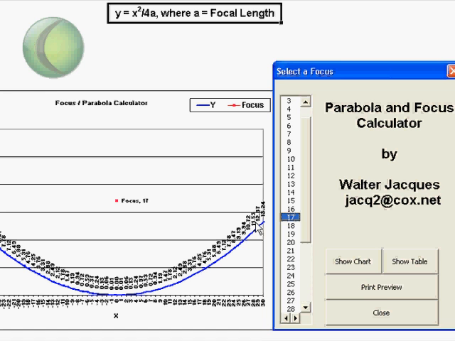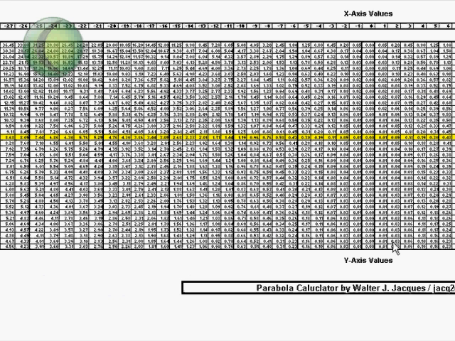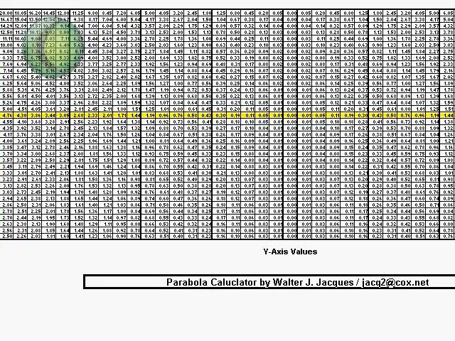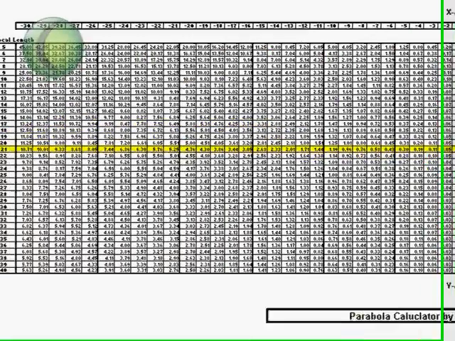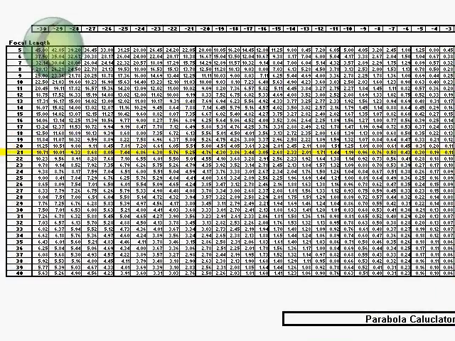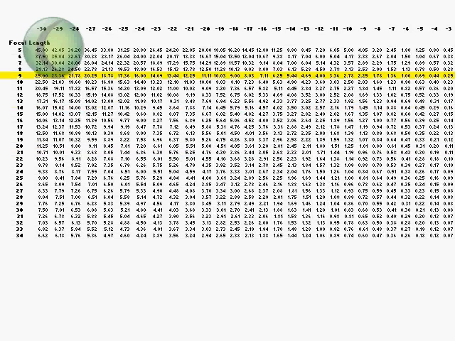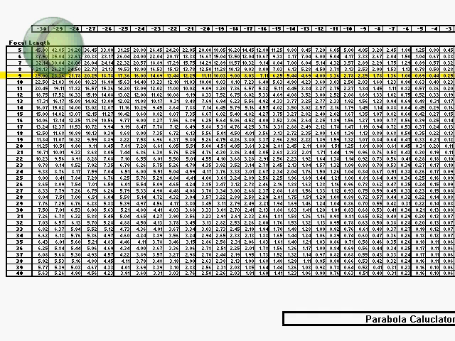If you want to see the actual x and y coordinates, you can select show table, and it will show you what the table is going to look like for all of the numbers, all of the x and y values, so that you can actually plot out a parabola of different focal lengths. So again, for example, if you now have selected a focal length of 17, you want to select a 10-inch focal length, you can do that, or a 5-inch focal length, even for a smaller parabola, or a large one at 20 inches. You can see what's going on here.